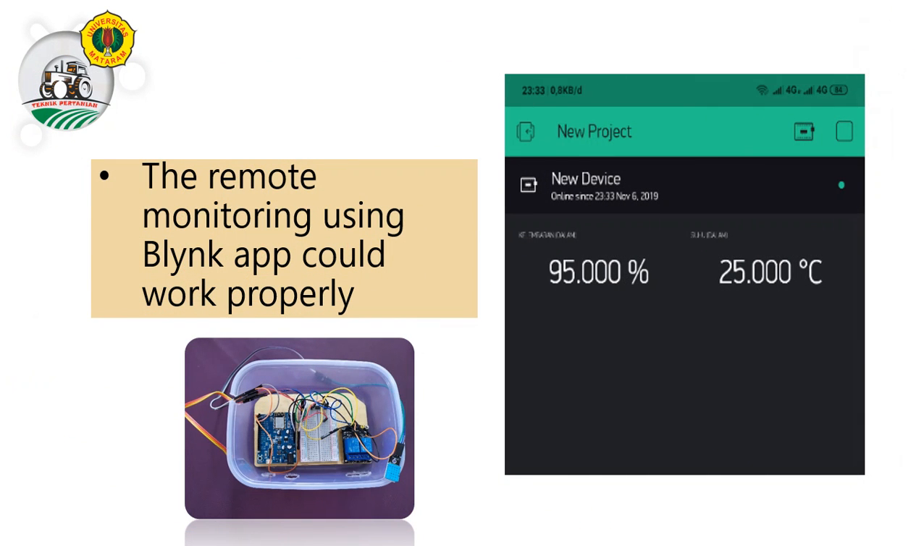We also designed the control system so that it could be monitored remotely using the Blynk application, and this slide shows that the Blynk application could work properly and connect to the control system. The control system sends information to the Blynk application, and the Blynk application shows us the temperature and the humidity inside the plant house.